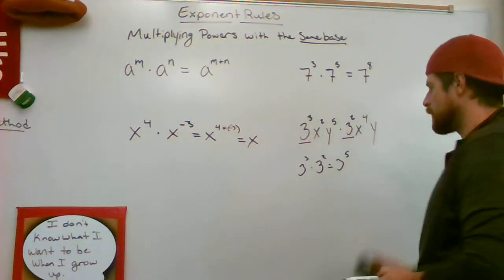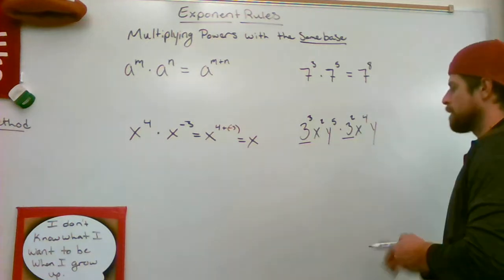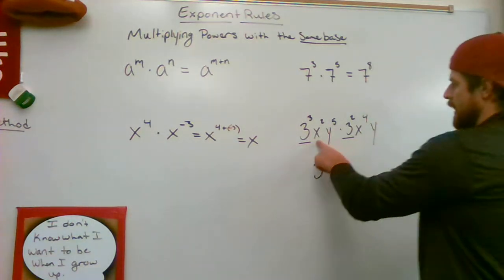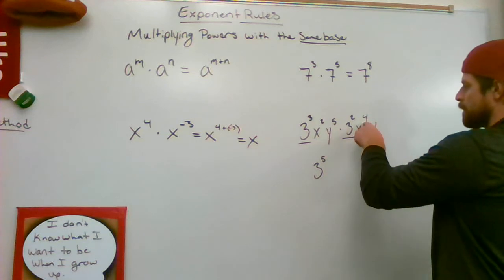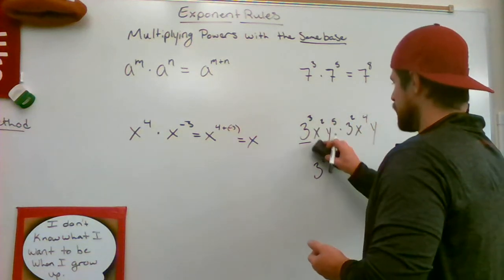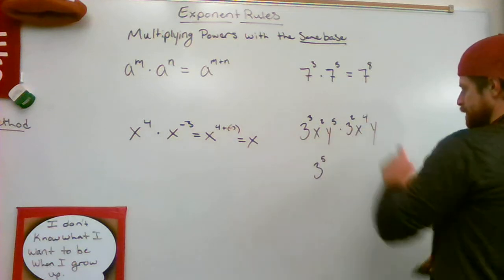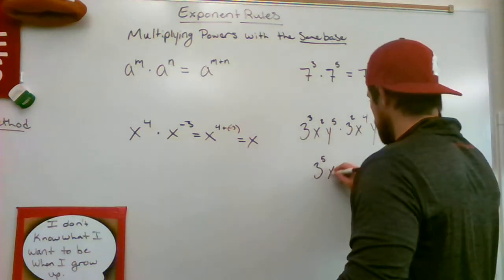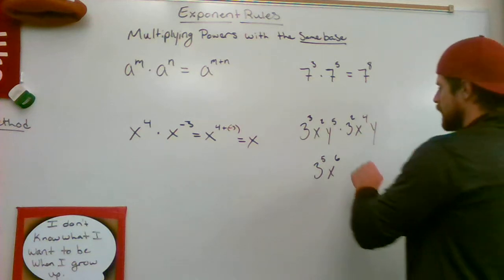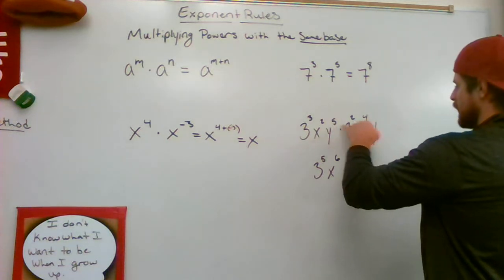So your answer here with this is going to be 3 to the 5th power, x squared, x to the 4th. The bases are the same, so we can just add that 2 and that 4 to get x to the 6th. And then last but not least, we have y to the 5th and y.